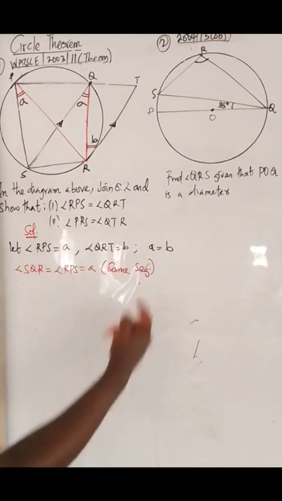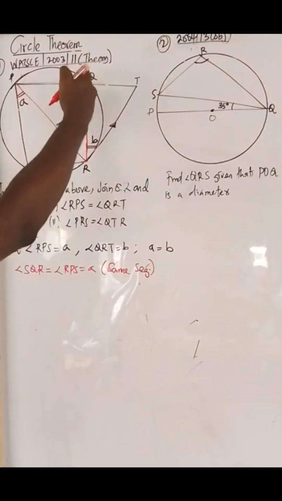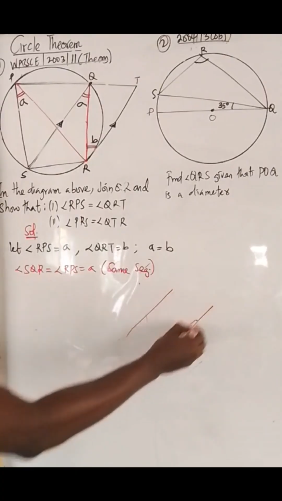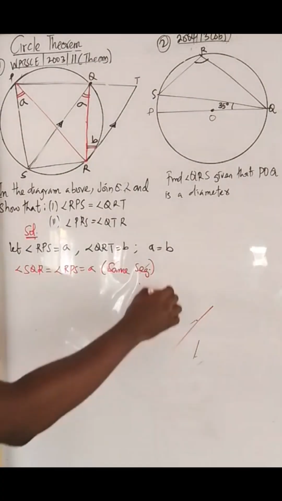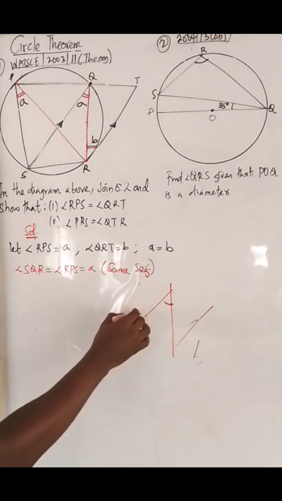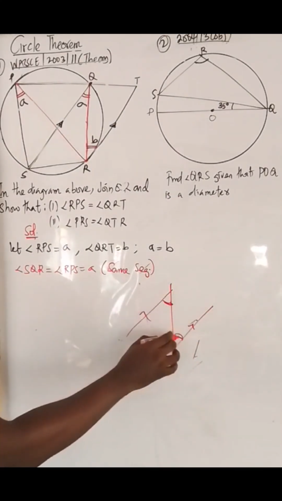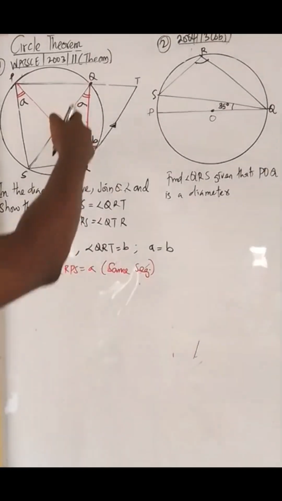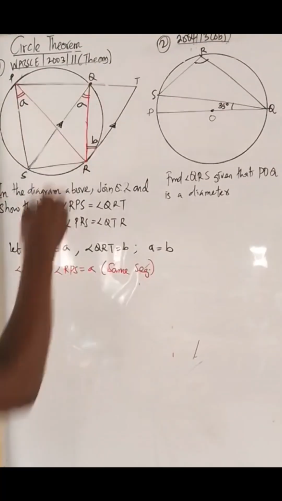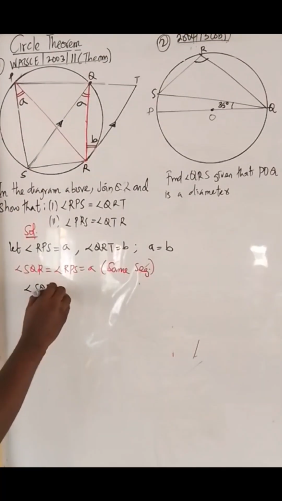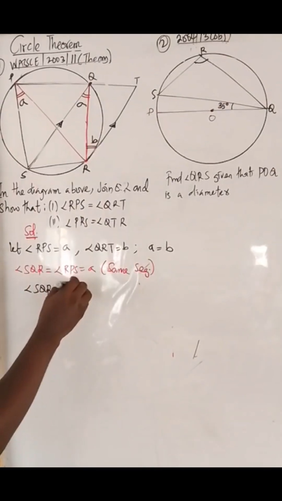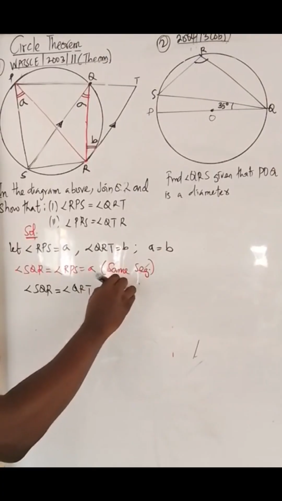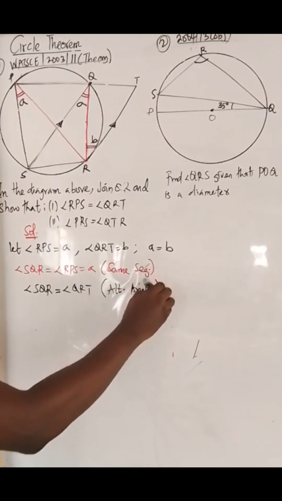Note our aim is to show that A equals B. Now when we check here, these lines SQ and RT are parallel. Then we have this QR cutting them. Since these two lines are parallel, these two angles must be equal because they are alternate angles. Alternate angles are equal. So this angle here is SQR, and angle SQR must be equal to this angle here, angle QRT. Why? Because they are alternate angles, and alternate angles are equal.